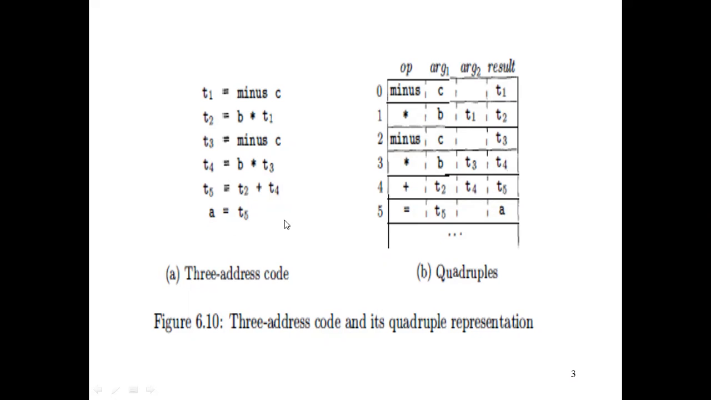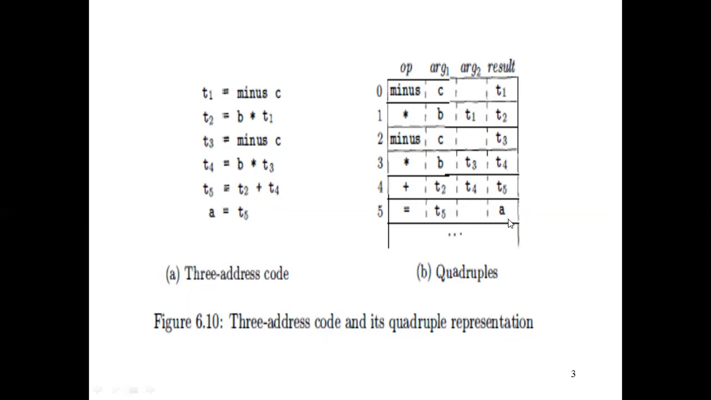Now at the end, the last line. You are going to assign this to A. Here there is no operator symbol except the assignment operator, so at the end we use this equal sign as the operator symbol. Argument 1 is T5, there is no other argument, and the result you are going to assign to A. So you will write here A.